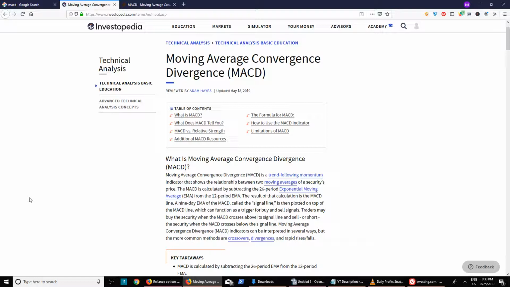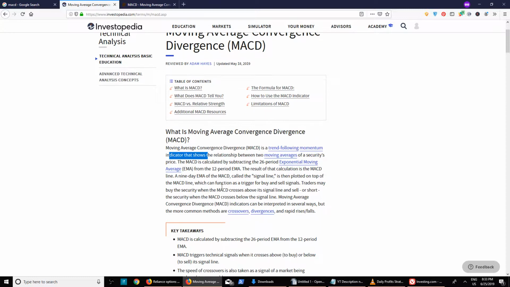So, moving average convergence and divergence. Basically, it's a trend following momentum indicator, and it's also known as a leading indicator. It's calculated by subtracting the 26 period EMA, the exponential moving average, from the 12 period EMA.